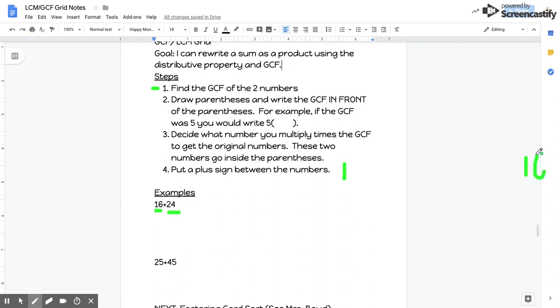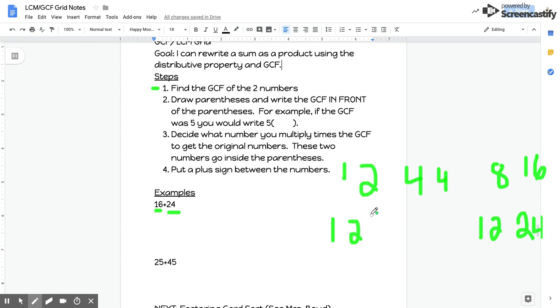So we're going to make a list. 1 and 16, 2 and 8. 3 does not go into 16, but 4 does, so 4 and 4. I've met myself in the middle, so I'm done. 1 and 24, 2 and 12 are another pair. Remember, these factors are pairs of numbers that we multiply together to get the product, to get the answer. 4 and 6. 5 does not go in, and 6, I've met myself in the middle. So here's all my factors.